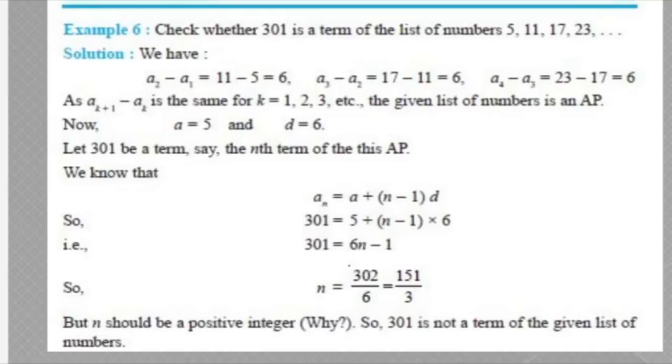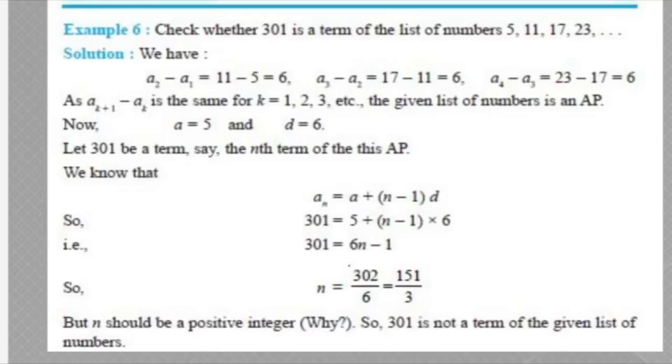Now 151 is not divisible by 3. When you divide 151 by 3, you will not get the quotient as an integer. It will be a number in decimal or in fraction. But n should be a positive integer. Why should it be a positive integer? Because here n represents the position of the term, that it is the 50th term or the 40th term or the 10th term.